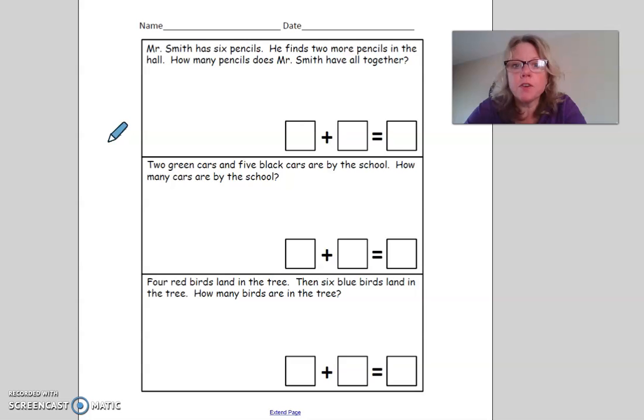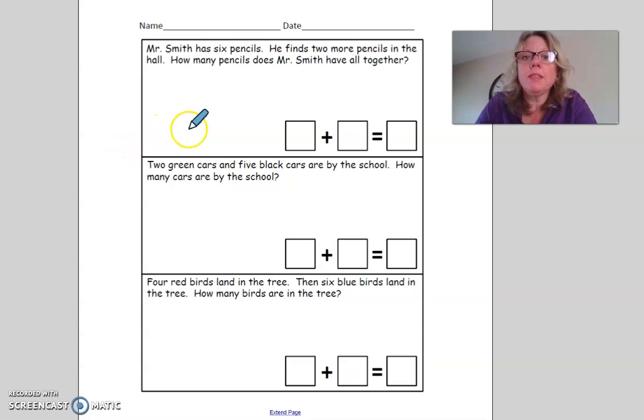Let's take a look at the first story problem. We're going to read carefully, circle the numbers, and then underline important words. You can also use pictures or small objects to help you act out the story and then write the addition sentence. The first one says, Mr. Smith has 6 pencils. He finds 2 more pencils in the hall. How many pencils does Mr.